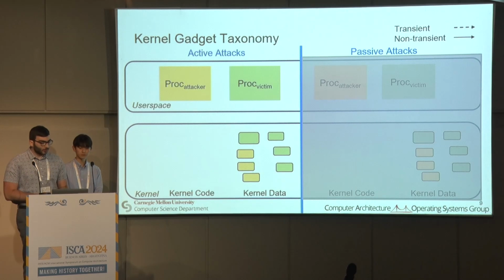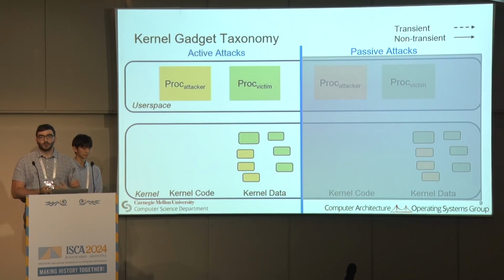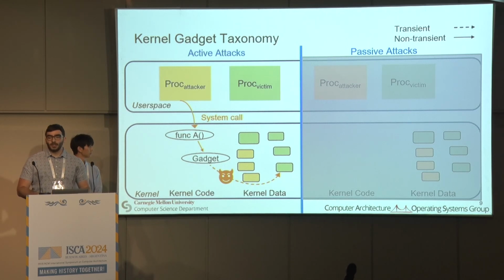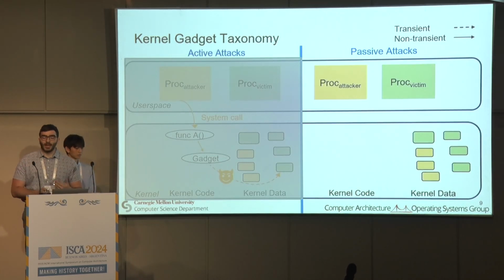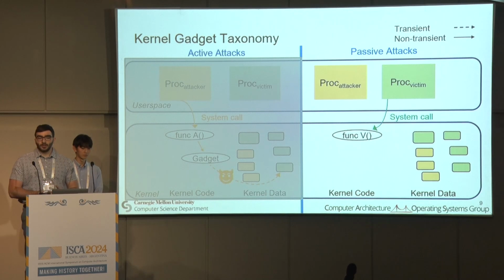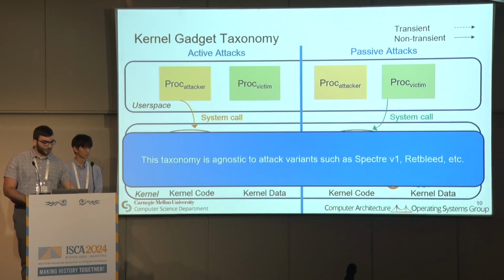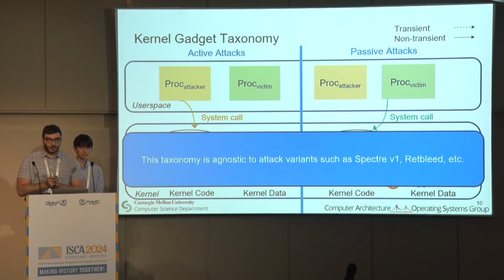The first type we have are active attacks. In active attacks, the attacker process is the one driving speculative execution. In this case, you have a malicious process that makes some syscall that accesses a gadget that's able to leak a victim's information. For a passive attack, it's the victim that's driving execution. Instead, we have hijacking again, where the victim makes a syscall. You think it's going to go one place in the kernel, but speculatively it is hijacked to a gadget instead, and now the attacker is able to learn information from that leakage. It's important to note that this taxonomy is completely agnostic to previous terms for attacks, such as Spectre v1, RetBleed, etc.